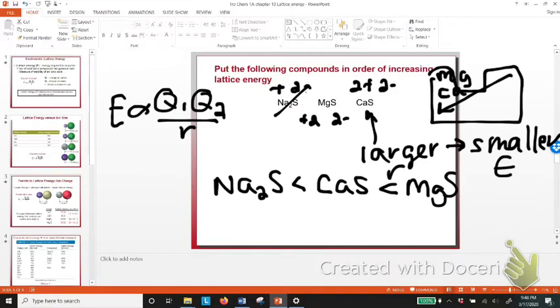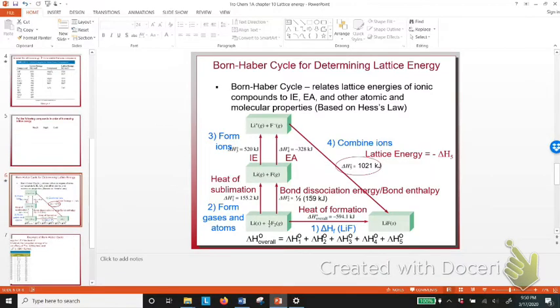The next thing that we're going to talk about is how to handle calculations. When you're determining lattice energy, we use something called the Born-Haber cycle. This allows us to relate lattice energies to things like ionization energy, electron affinities, and other atomic and molecular properties. It's based on Hess's law. So what you first want to do, and notice I've numbered these steps to help you follow because the diagram is overwhelming at first when you first see it.